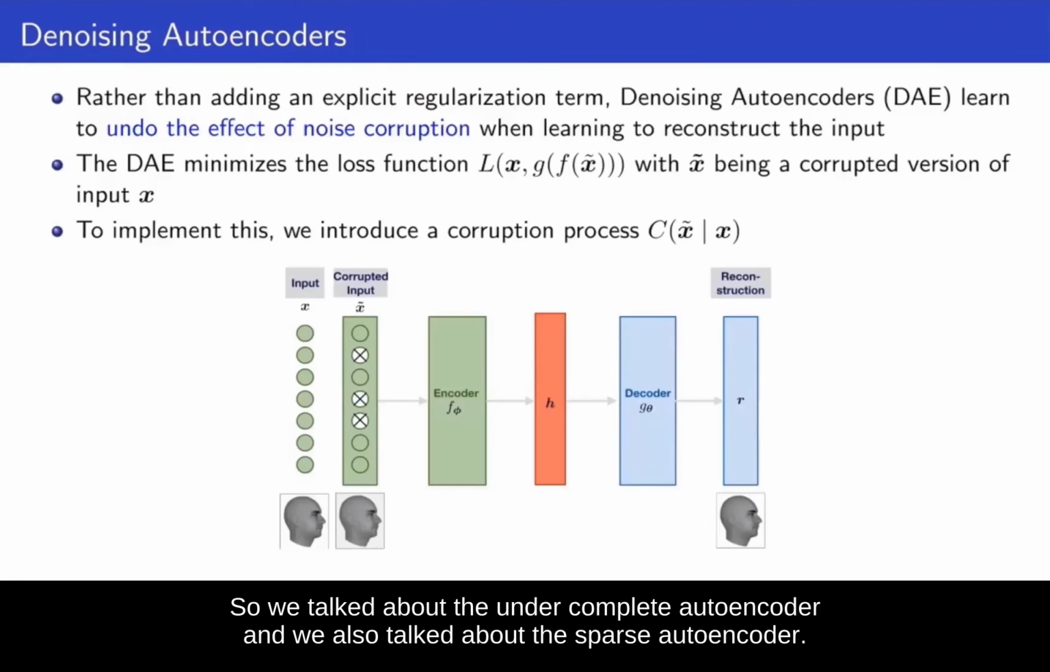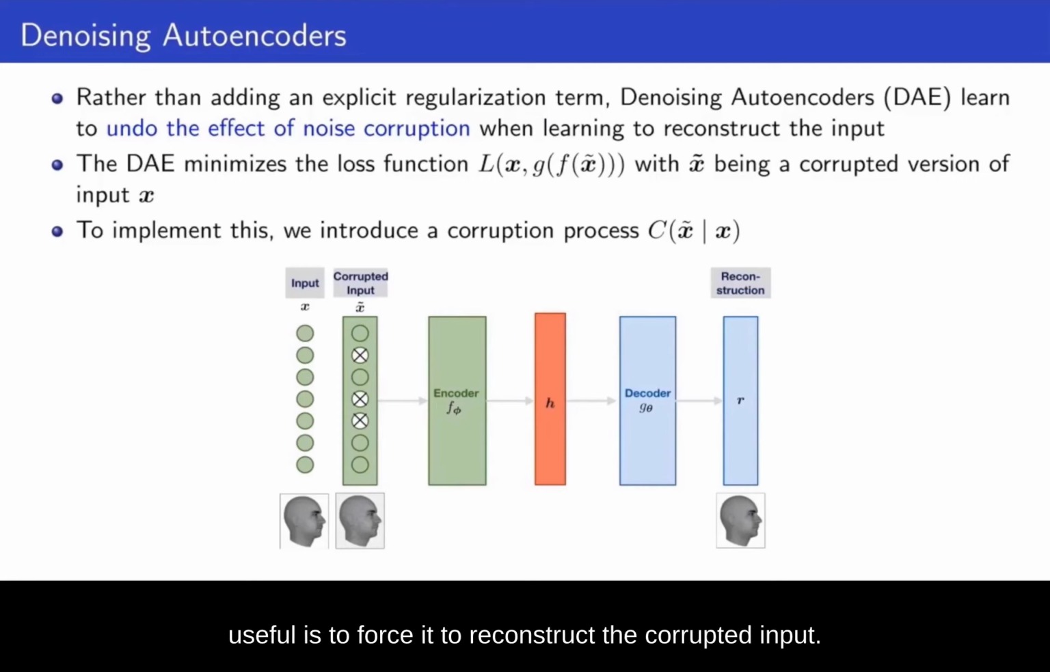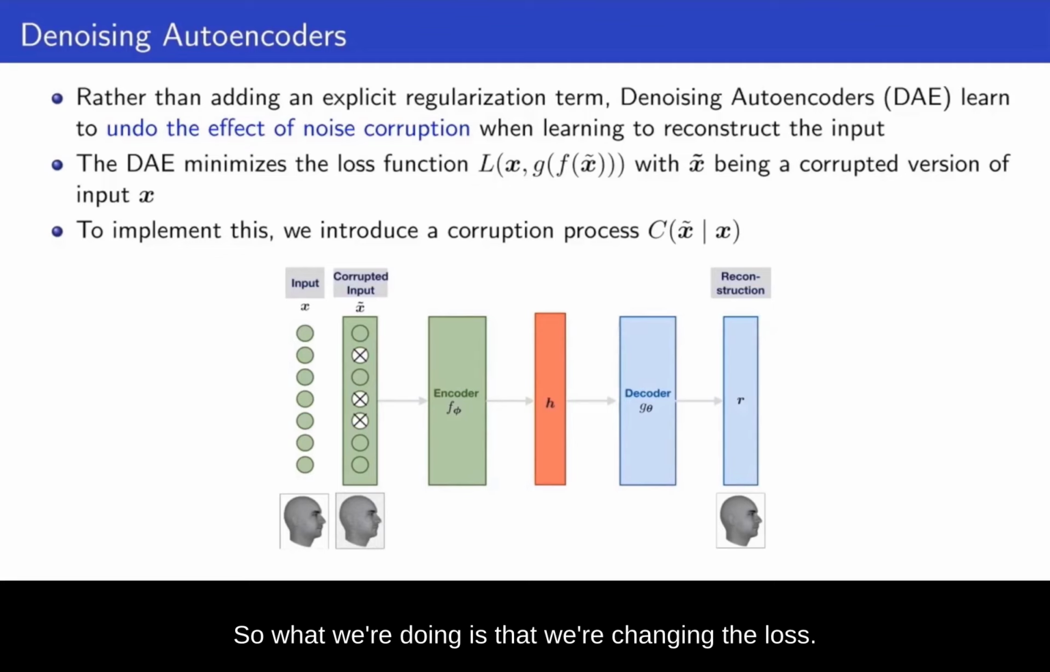So we talked about the undercomplete autoencoder, and we also talked about the sparse autoencoder. Now we said the second way we can force our autoencoder network to learn something useful is to force it to reconstruct the corrupted input, that is corrupted by noise. And that's what this denoising autoencoder does.